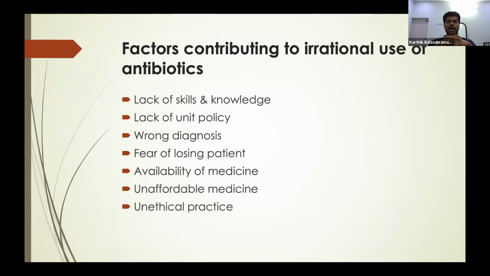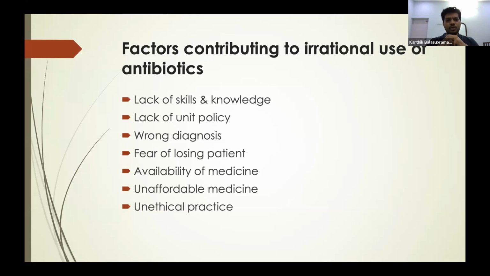So each unit should have their own policy on what antibiotic they are going to use, depending on the kind of organism that they isolate in their unit. And again, the other factor that contributes to unnecessary use of antibiotics is a wrong diagnosis. If your diagnosis is wrong, then you might end up using antibiotics unnecessarily. The other important factor is fear. If we do not want to lose our baby, the fear of losing the patient is again a very important reason why antibiotics are used unnecessarily.